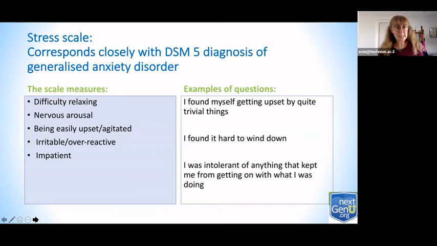Moving on to the 3rd scale, which is the stress scale. This corresponds very closely with the DSM-5 diagnosis of GAD, generalized anxiety disorder. So this scale measures difficulty relaxing, nervous arousal, being easily upset or feeling agitated, feeling irritable, overreacting, being impatient. And examples of questions are, I found myself getting upset by quite trivial things. I found it hard to wind down. I was intolerant of anything that kept me from getting on with what I was doing.